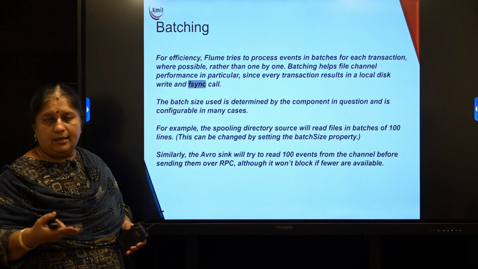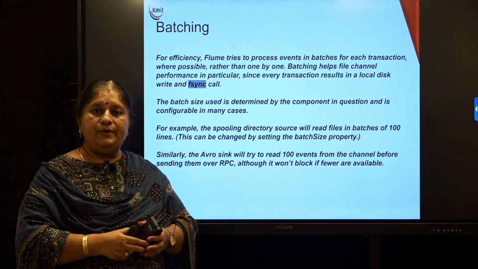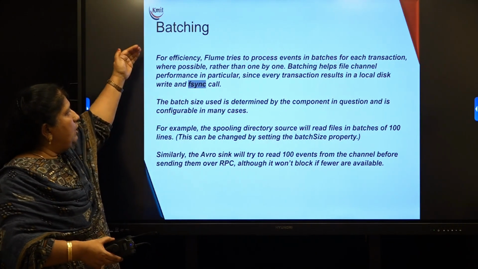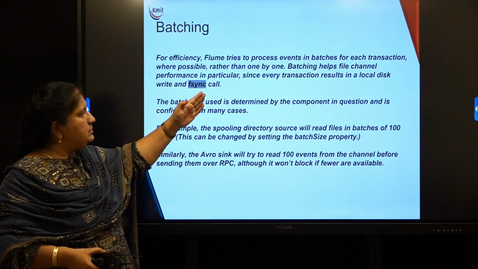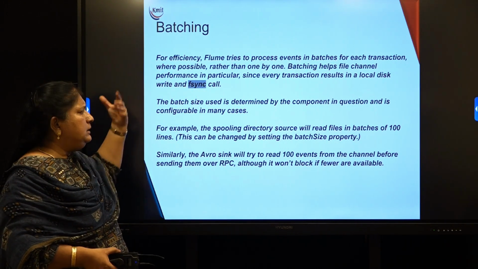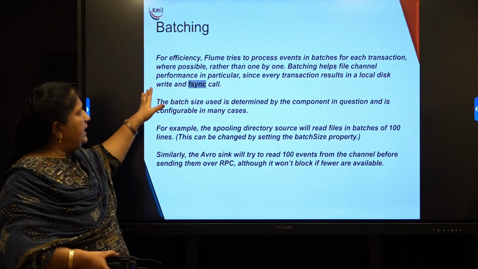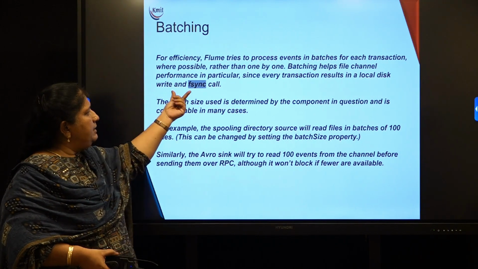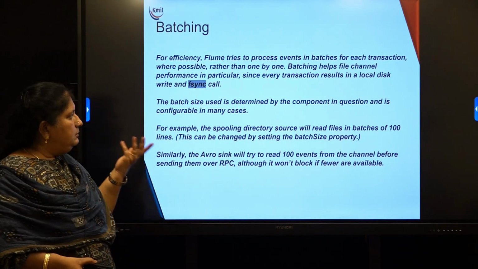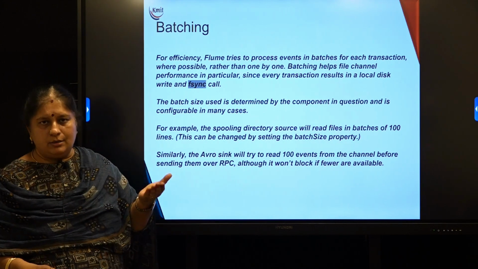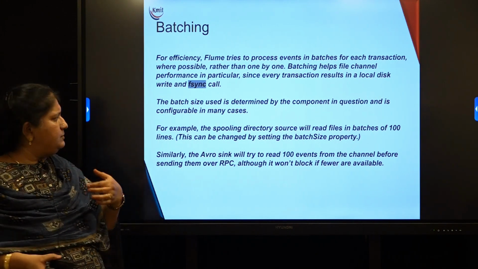And whenever we are working with event processing, either you can send every event one after the other, or we can go for batch processing, which we call batching. For efficiency, Flume tries to process the events in batches for each transaction. Sometimes if it is possible it goes with a batch, otherwise one after the other. Batching helps performance, and this can be done with the fsync call. And batch size is determined again, which is again a question: shall I go for 100 records per file or 100 files at a time? These are all the preferences of the user.